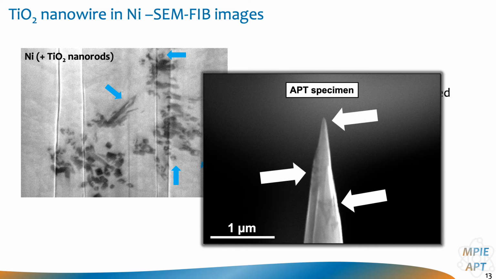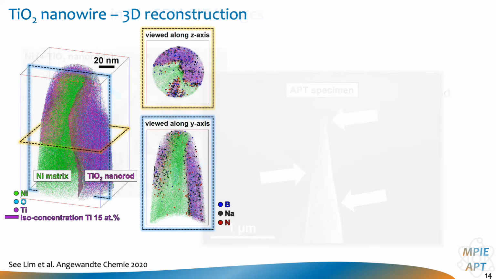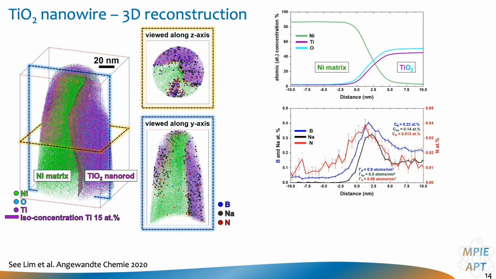And then we proceeded to doing a typical lift out, shape this into an atom probe specimen, and we end up with these beautiful data sets where we have the nickel matrix and then the nanorods, sometimes small bits of them, sometimes larger chunks of them. And when we do the compositional analysis, we actually detected quite a lot of impurities beyond the titanium, the oxygen, and the nickel. The interface seems to be populated by boron, for example, and nitrogen, and we also found some sodium.